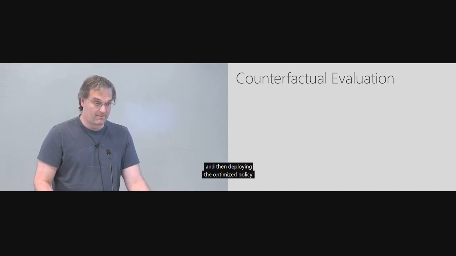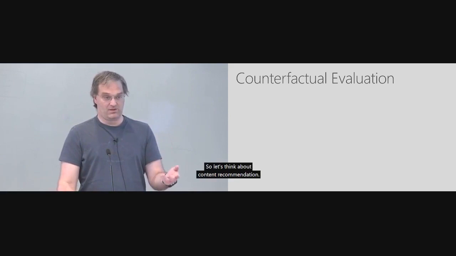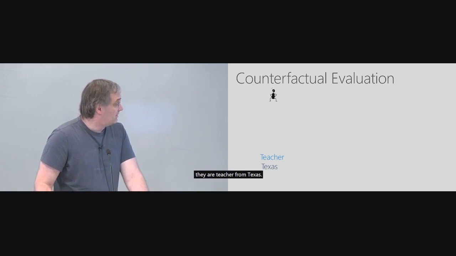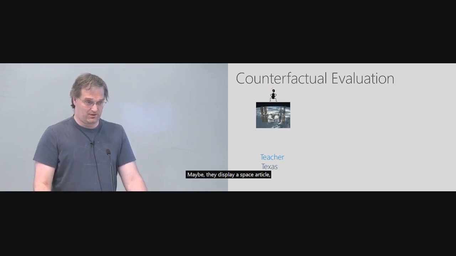So I'll give you a sense of what this means. Let's think about content recommendation. We're going to try to recommend a news story to somebody and see if they're interested in that. So you have a user that comes to a website. They have some features. They're a teacher from Texas. There's a policy, which is going to make a decision. Maybe they display a space article, and then the user reads it.